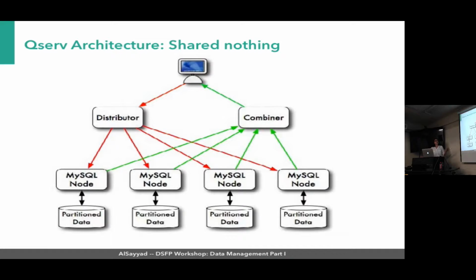So what you're going to do is submit a query to the website, and then it's going to be picked up by the distributor. The distributor is going to take your query and translate it into either 1 or 100 subqueries to send to each of these specific MySQL instances. Each of these MySQL instances is going to return a result set. That result set is going to get transmitted to a combiner, which will concatenate your results and send them back to you.